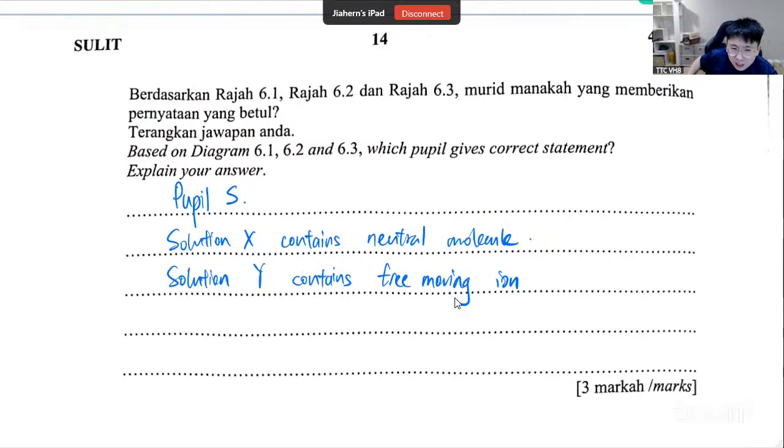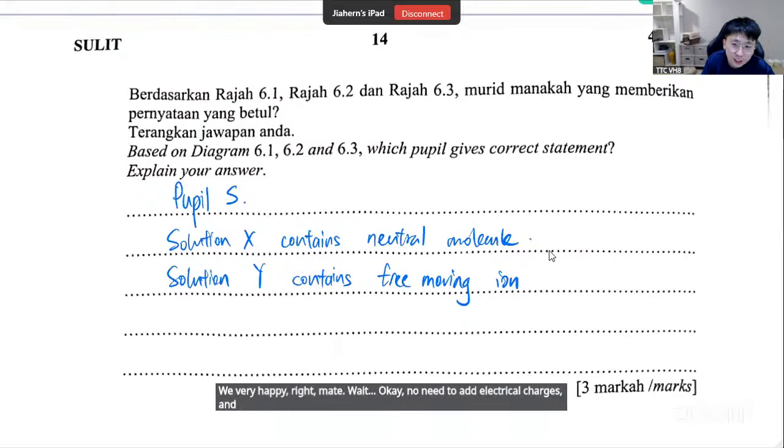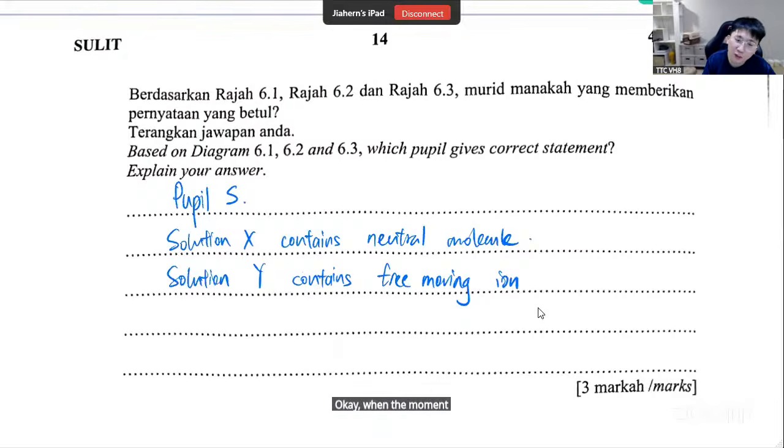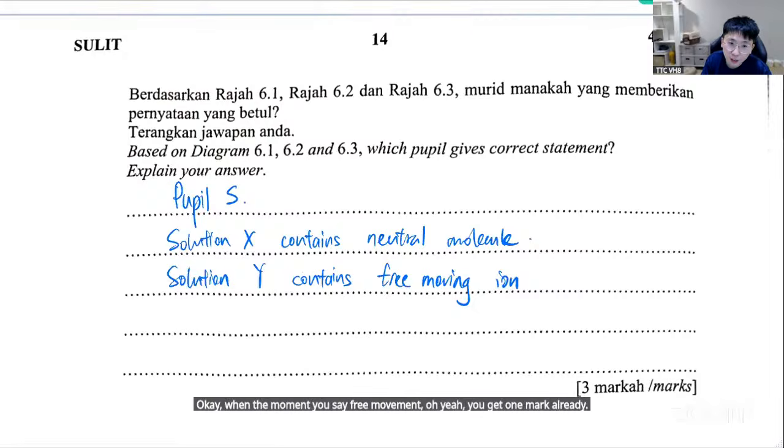Free moving is very hard to write, man. Wait. Okay. No need to add electrical charges. No need, just say free moving ion because it's just 3 marks. The moment you say free moving ion, you already get 1 mark. Okay, all good, so moving on.